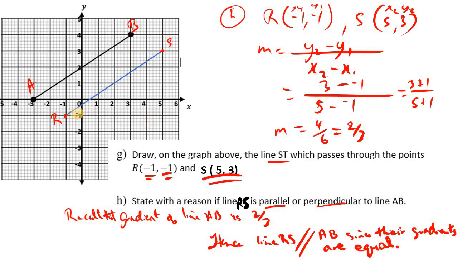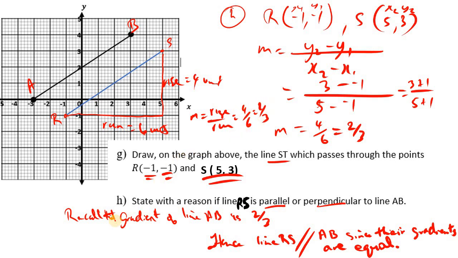We can also check for the gradient for RS on the graph. But I guess if you're going to use a graph, you want to show on the graph that you understand what you're doing. So this is the run equals 6 units. The rise here equals 1, 2, 3, 4 units. And then you're going to write rise over run. Gradient equals rise over run, which is 4/6, which is 2/3.